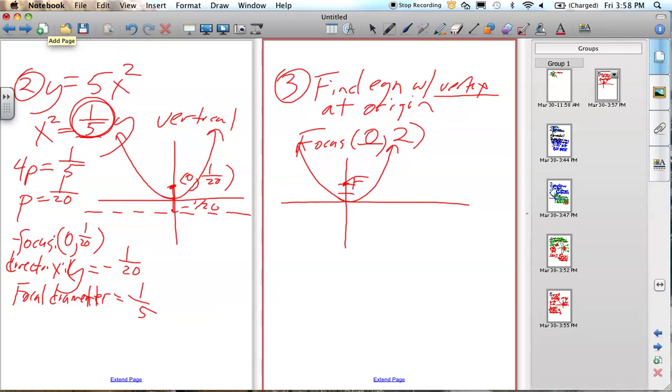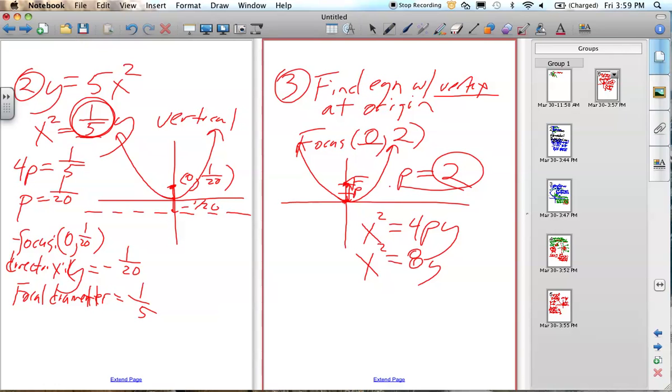Since the focus is at (0, 2), my vertex is at (0, 0). The distance from here to here is p. So my p is 2. This thing opens upward, so I'm dealing with the equation x squared equals 4py. I plug in 2 for p, and x squared equals 8y. And that is the equation.